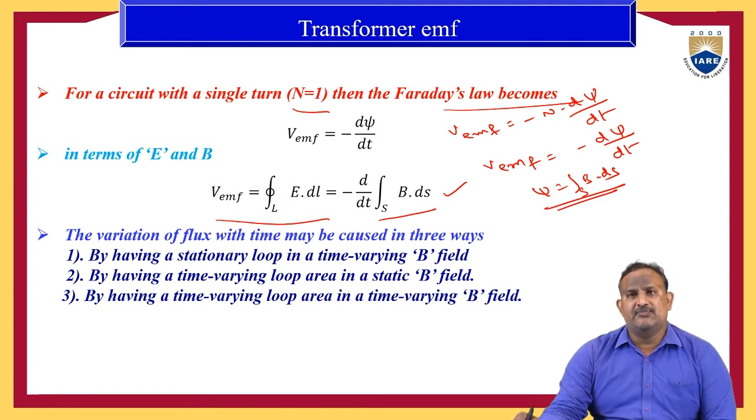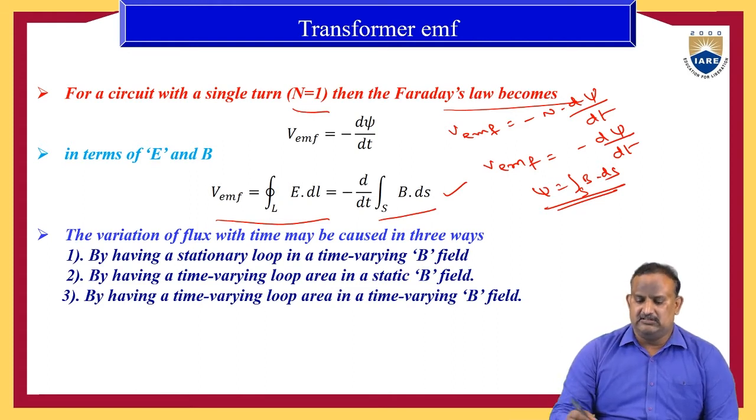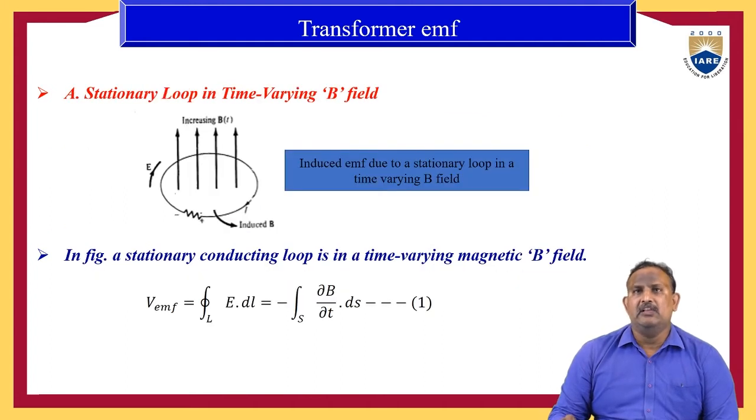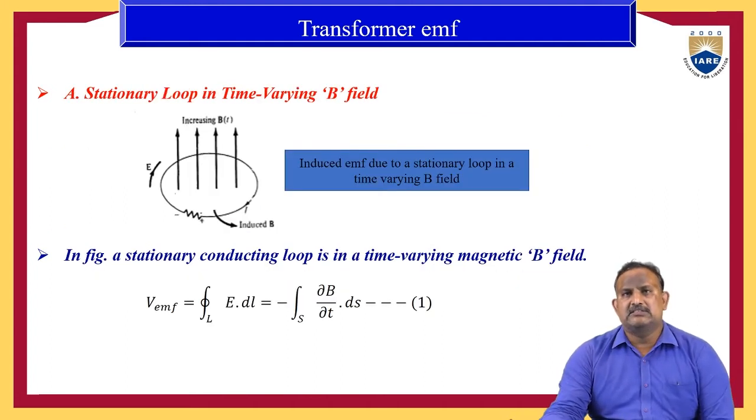Here the variation of flux with time may be caused in 3 ways. The first is by having a stationary loop in a time varying magnetic field, the second by having a time varying loop area in a static B field, and the third by having a time varying loop area in a time varying B field. So there are 3 types of variation of flux with the magnetic field. We will see them one by one. First is a stationary loop in a time varying magnetic field.